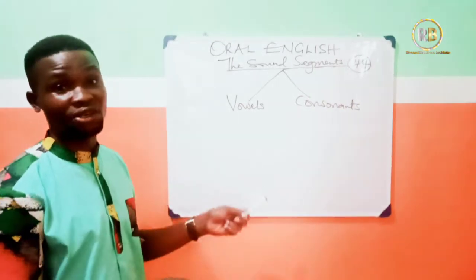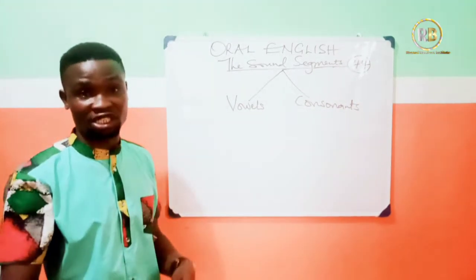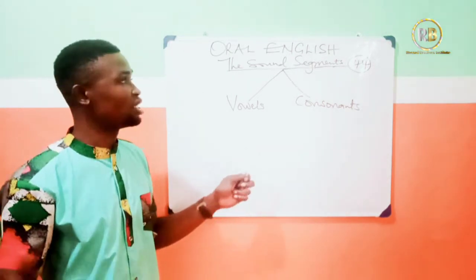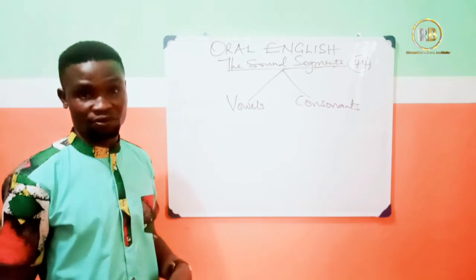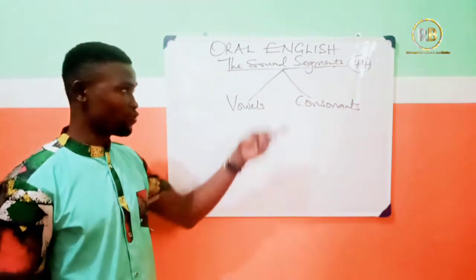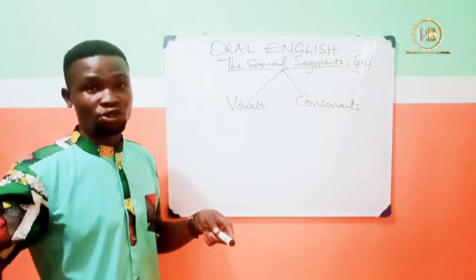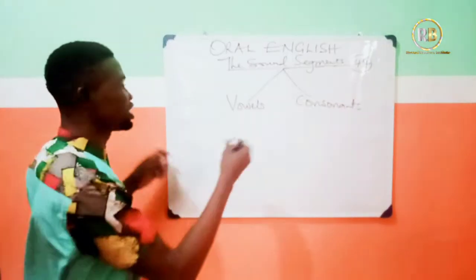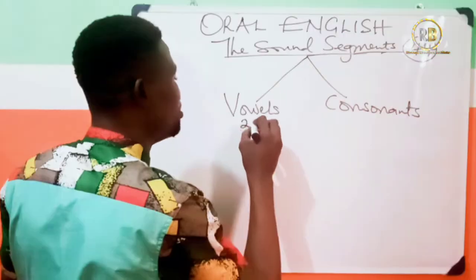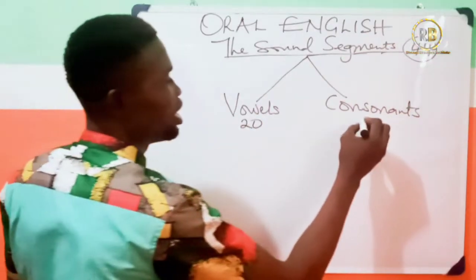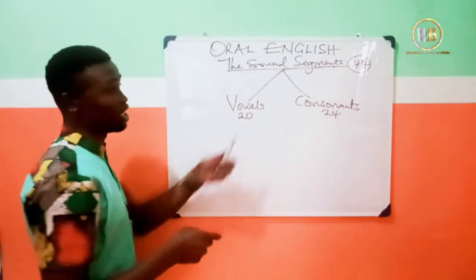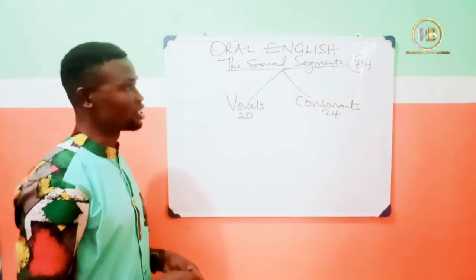Remember, someone else might tell you that the sound segments are not just 44, that they are 49 in number. Don't be confused. The person actually added the 5 triphthongs. The triphthongs are 5 in number, but for now, we will not be going to the triphthongs. We'll be treating just the vowels and consonants. The vowels here will be 20 in number, and the consonants here will be 24 in number. Add them together, they'll give you the 44 sound segments.